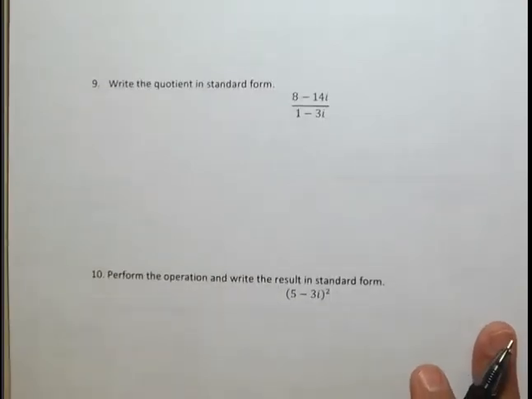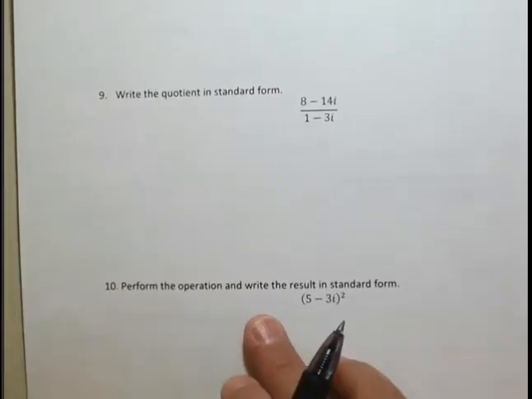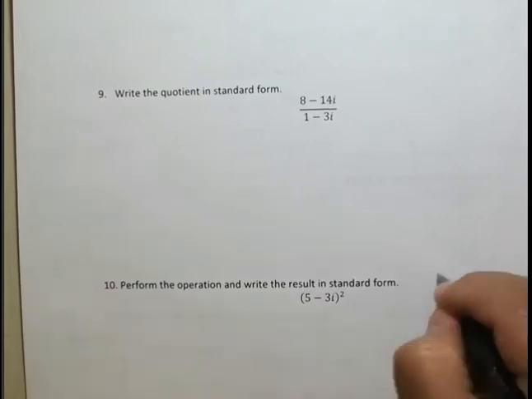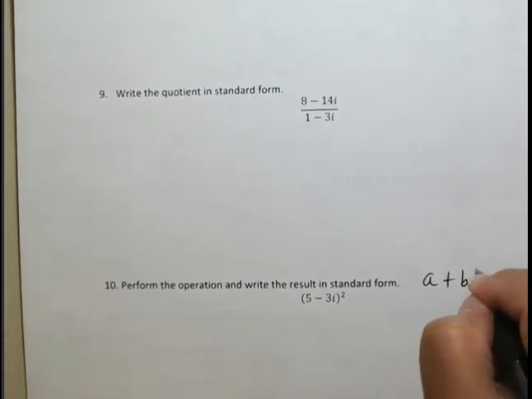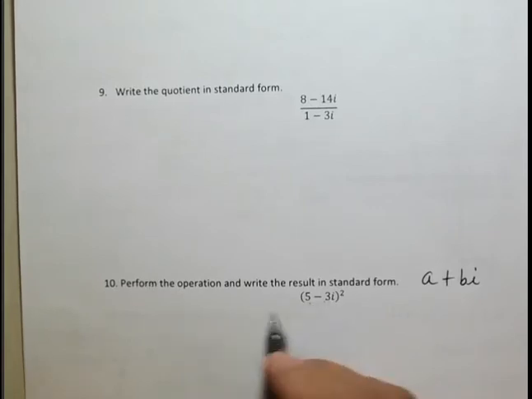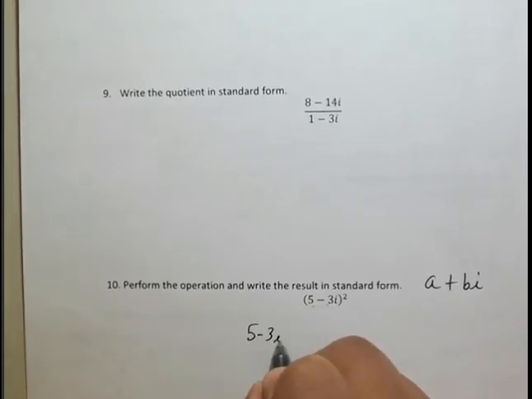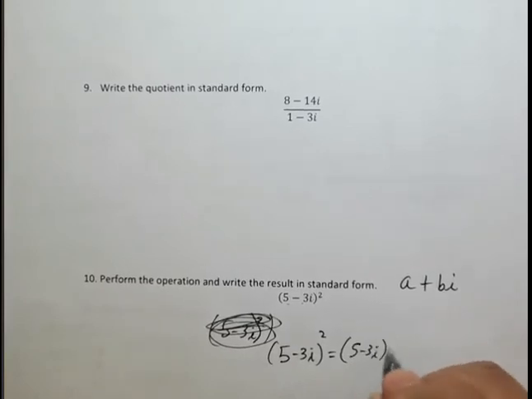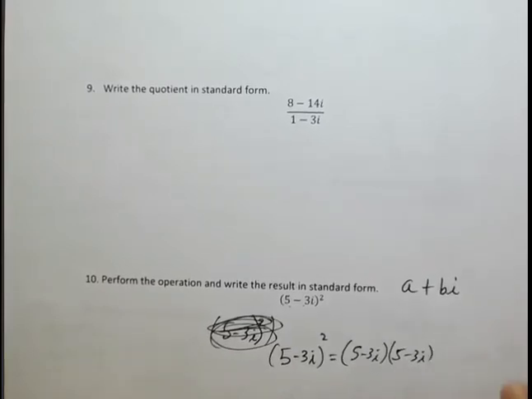So for 10, it says write the answer, perform the operation and write in standard form. So the standard form is a plus bi for complex numbers. So here they have 5 minus 3i squared. So what we can do is rewrite it. We can rewrite it as 5 minus 3i times 5 minus 3i.